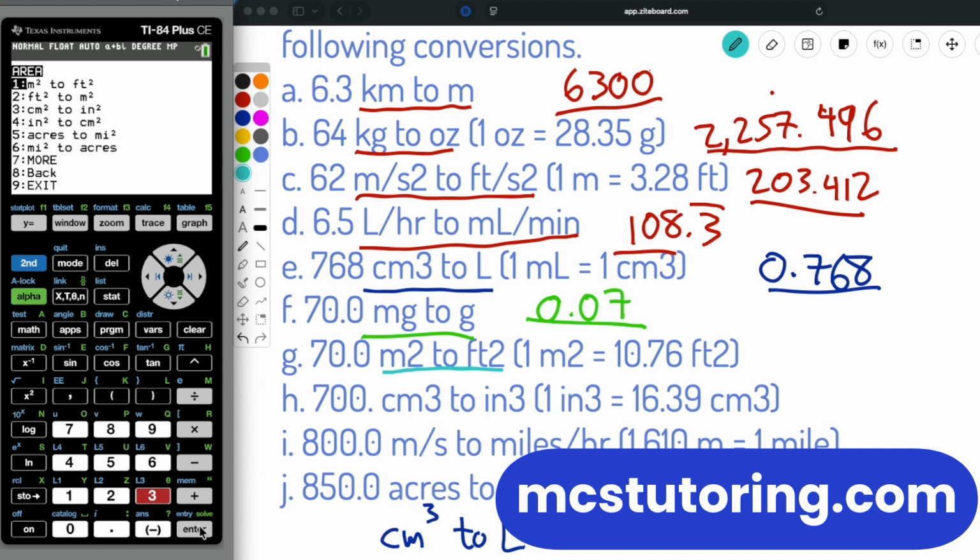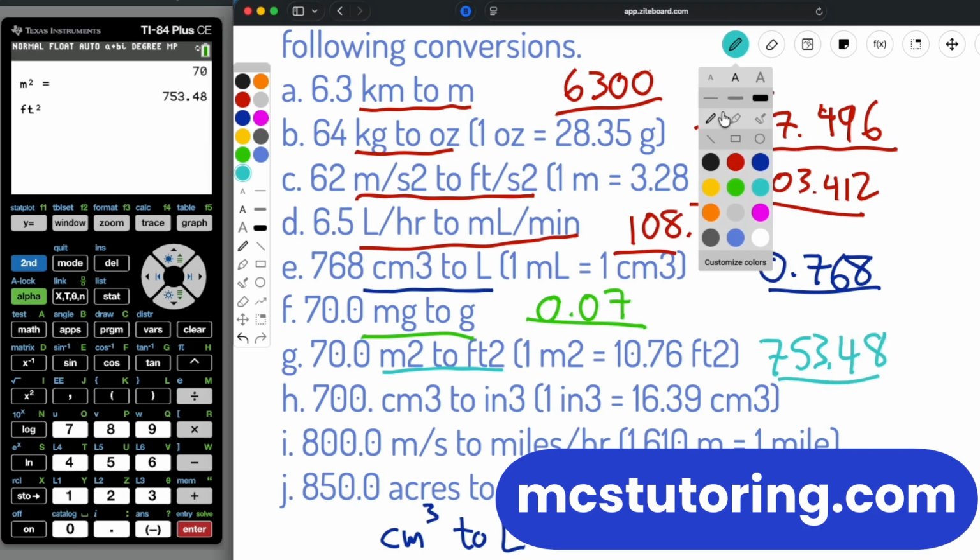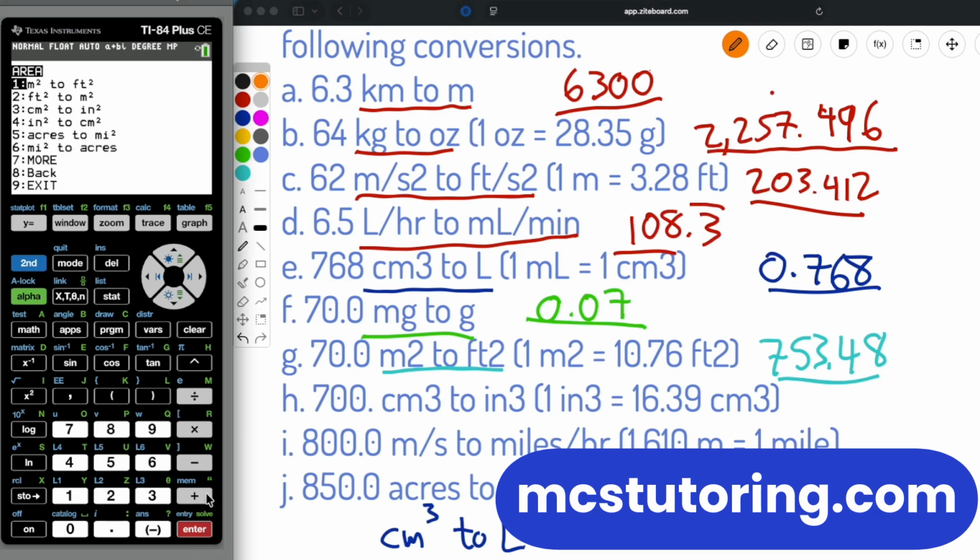Oops, did I choose it? Oh, everything's seizing up here. Okay. Option 1. How many meters squared do we have? Looks like we have 70. And then it looks like we're going to have 753.48 feet squared. Okay, I'm going to keep changing colors here. We're going to go to orange. Cool, it's fitting because Halloween in America is just around the corner.